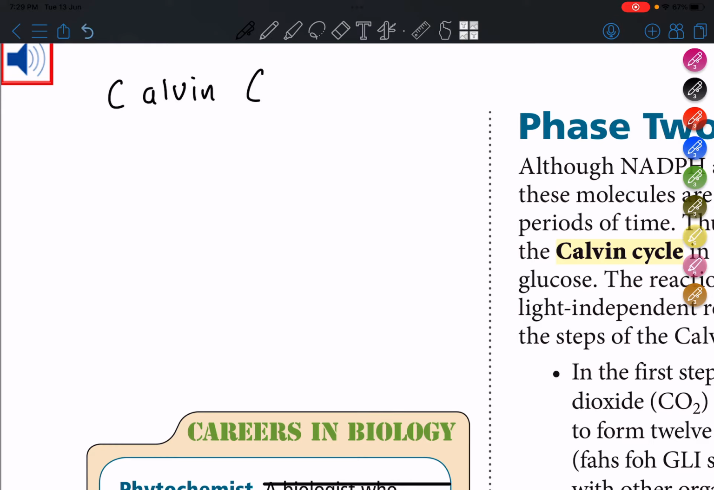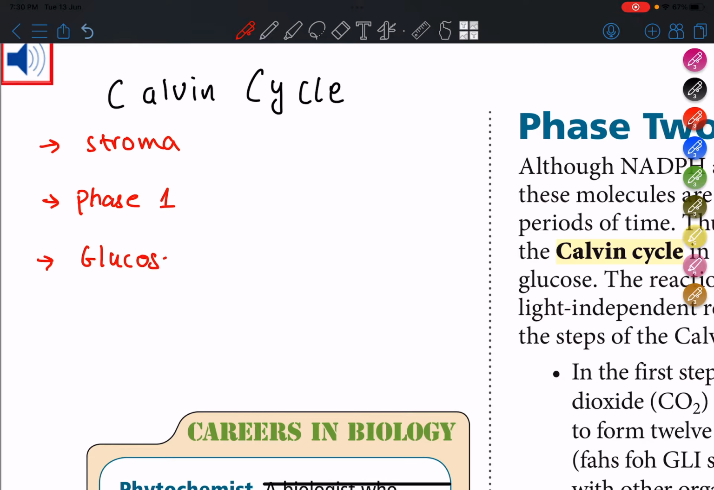The Kelvin cycle. Where does the Kelvin cycle take place? Well, if we remember from the overview of photosynthesis, we know that it takes place in the stroma of the chloroplast. Where do the ATP and NADH come from that we use? They come from phase 1, from the light dependent reaction. And what is the final product of the Kelvin cycle? Glucose.